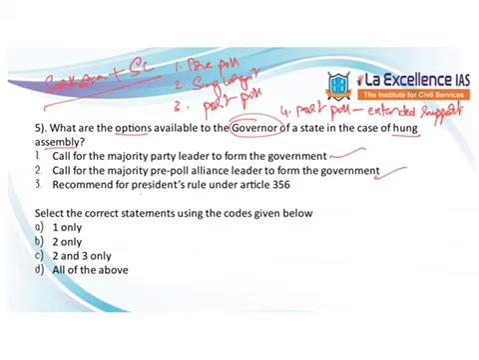Then what is this President's rule? We can see it with the recent Maharashtra issue also. None of the parties was able to form the government. So in such a case, the governor, under Article 356, if the state cannot be carried on according to the provisions of the constitution, can recommend President's rule. Therefore, the answer is all of the above.